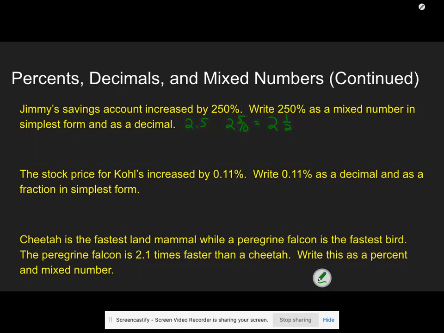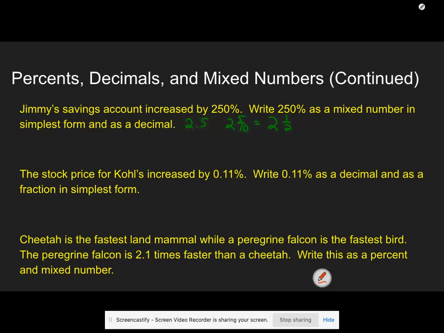You could actually figure out, if I gave you a dollar amount, say $15, and your account increased by 250%, you could actually figure that out by taking your dollar amount times 2.5, and that would give you the amount of money that was now in your account.